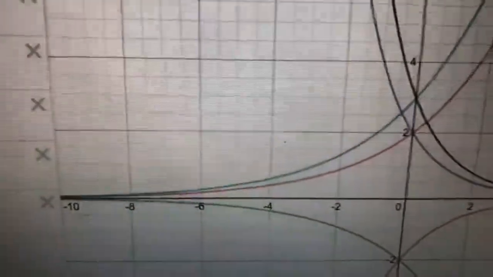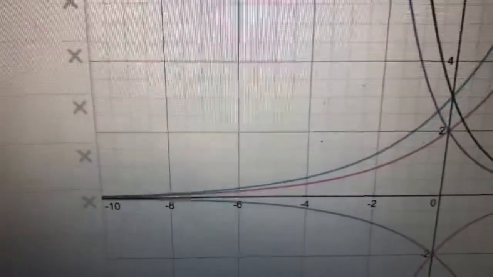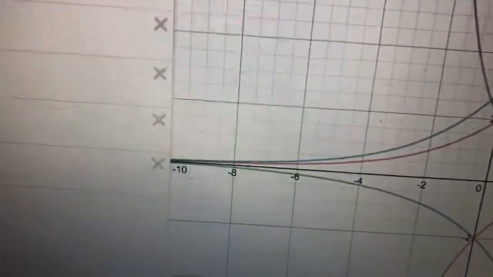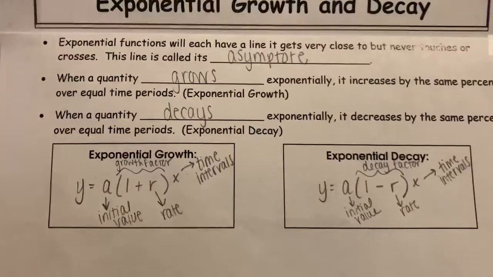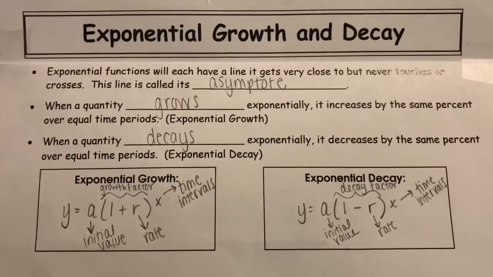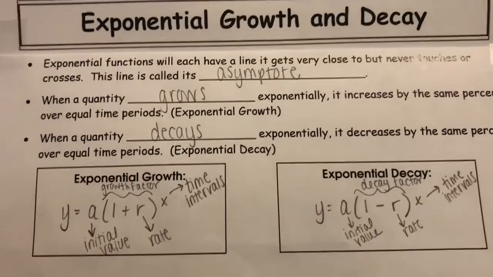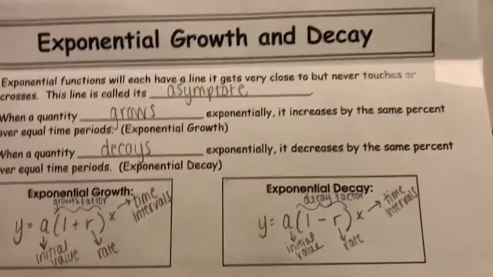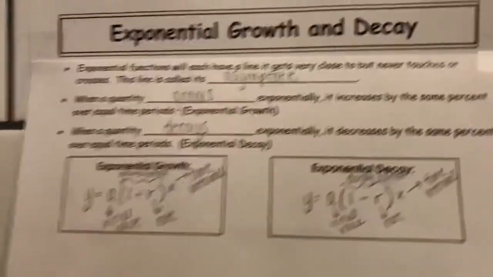So that's called an asymptote, and you spell it A-S-Y-M-P-T-O-T-E. I can show you up here as well. I filled my notes in already. So that's called an asymptote. And when a quantity grows exponentially, that's called exponential growth. And when it decays exponentially, it's exponential decay. So now let's get into what these look like a little bit more.